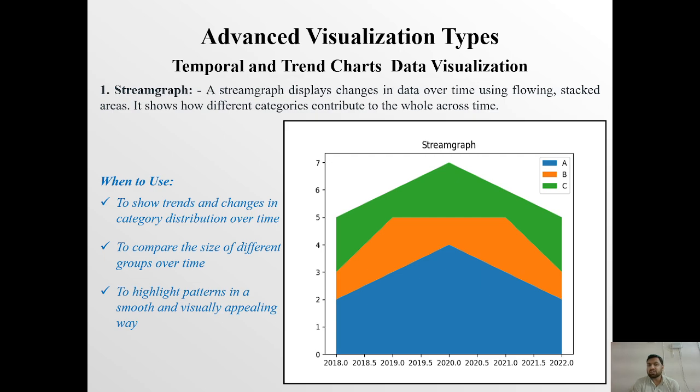Temporal and trend charts in data visualization. Stream graph. A stream graph displays changes in data over time using flowing stacked areas. It shows how different categories contribute to the whole across time. When to use: to show trends and changes in category distribution over time, to compare the size of different groups over time, and to highlight patterns in a smooth and visually appealing way.